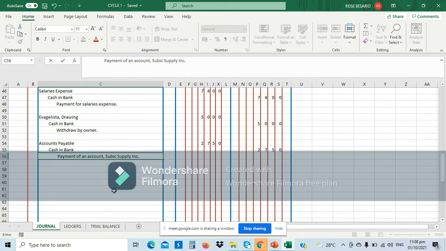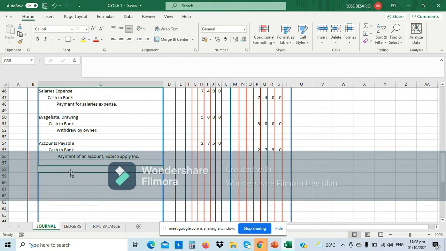Okay, then the last transaction for the month is paid the city government for sidewalk repair assessment, 2,800. So for this one, I will be using miscellaneous expenses. Okay, so debit miscellaneous expenses because it's provided also in the problem, for 2,800.